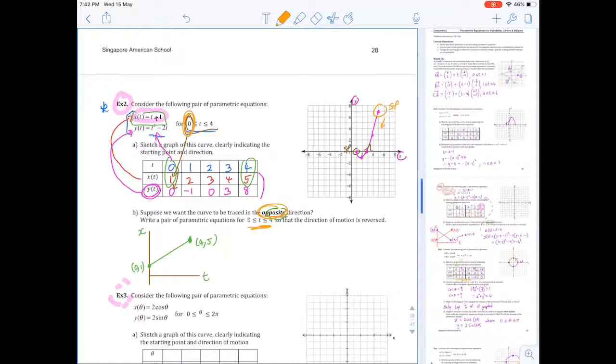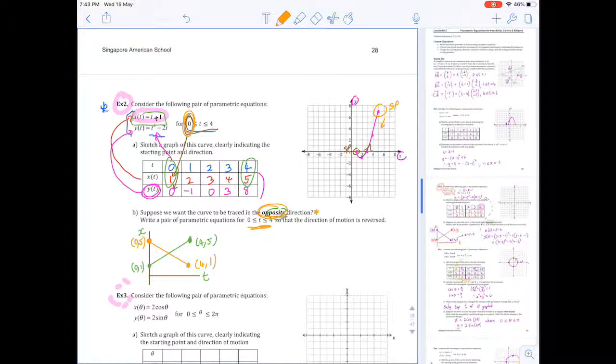And so what that essentially amounts to is at time 0 for the modified equation, at time 0 the x value should be 5. And similarly, at time 4, the x value should be 1. And what that will result in is us reversing the direction of the graphing, having the starting point change to the x maximum of 5 and move to the x minimum of 0.